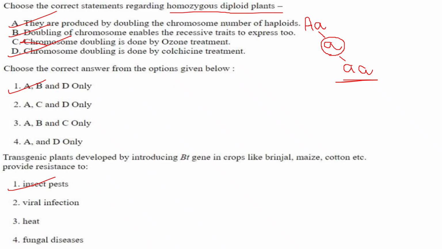When the insect eats these plant tissues having the cry protein, they will ingest the toxin also inside them, and when the cry protein reaches the insect gut, it will get activated by the alkaline nature in the gut, and it will create pores in the intestine, and it will lead to the death of the insect. So that is the answer. So it is for insect pest.